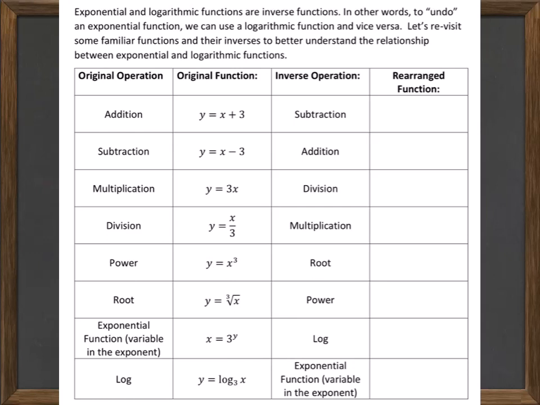So let's start with addition. If you look at addition, y is equal to x plus 3. Remember, the inverse of addition is subtraction. So how do we undo this plus 3? Well, we simply subtract 3 from both sides. So if I rearrange this function, I would just get y minus 3 equals x. Now, y minus 3 equals x is not the inverse function of y equals x plus 3. In fact, it's the same function, it's just moved around.